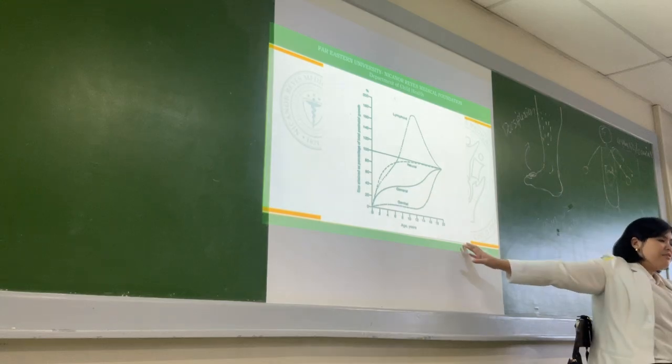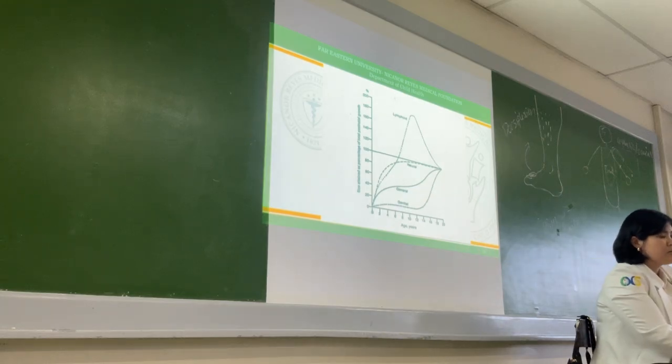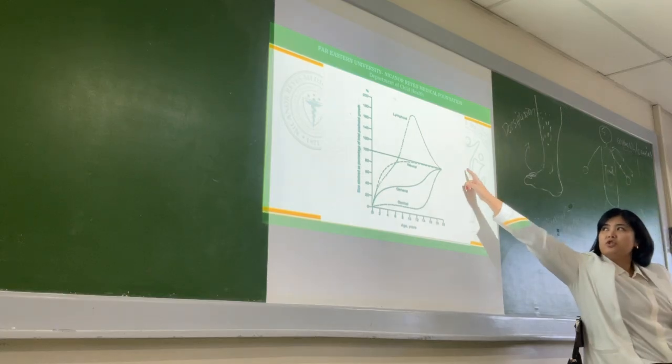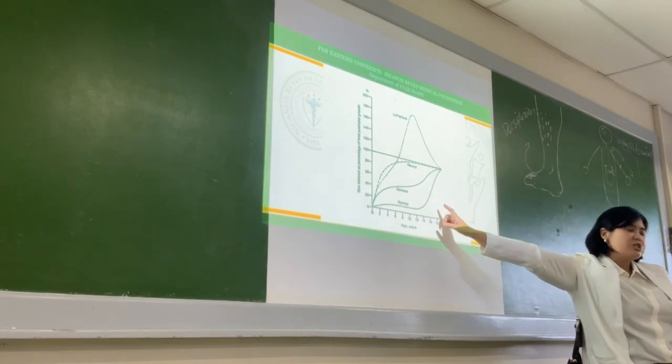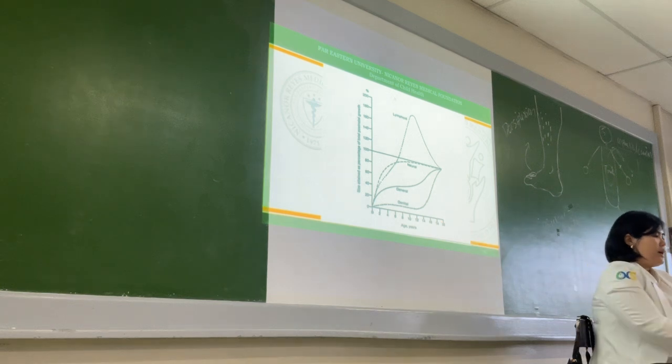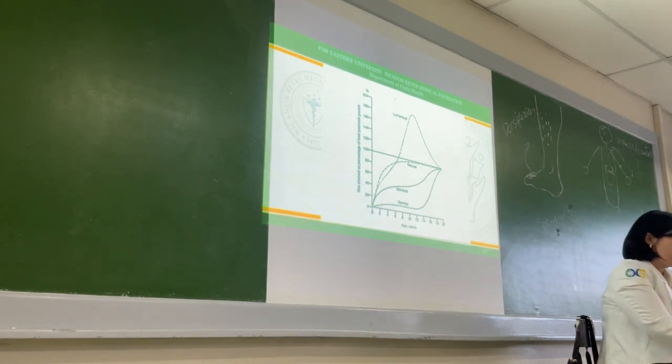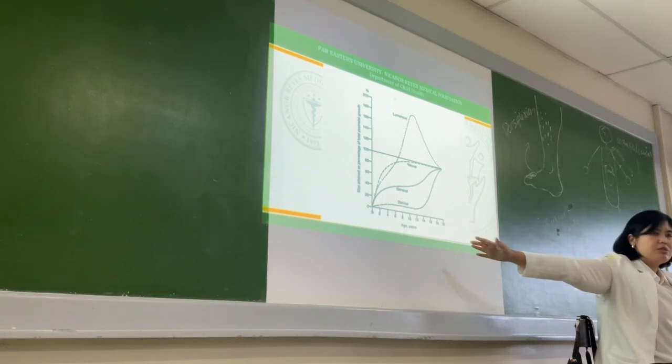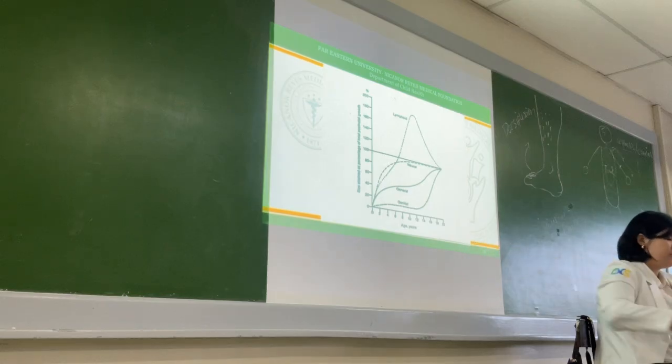Now, this graph is the Scammon's curve of systemic growth, and it just shows you the growth of each structure like your lymphoid tissues, brain tissues, and your genital tissues. How it happens, or the percentage of growth that you would expect from birth up until the adult years or the 20 years of life.